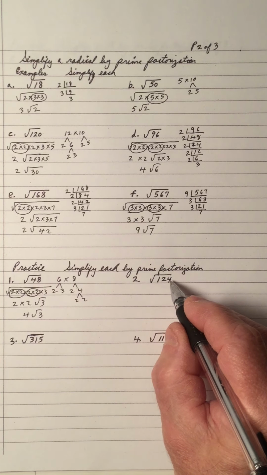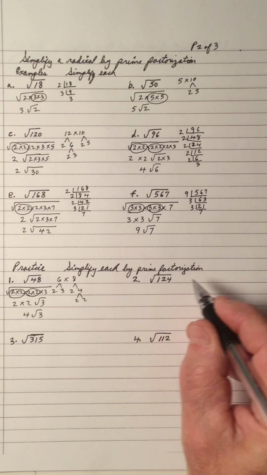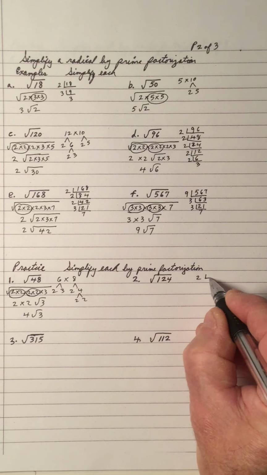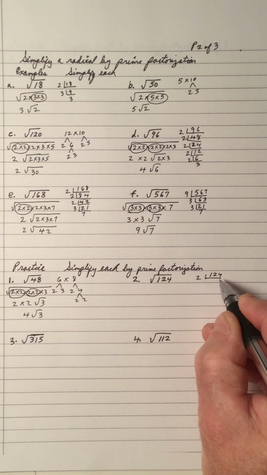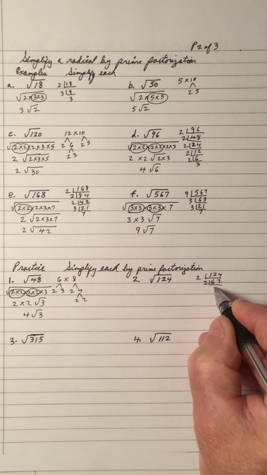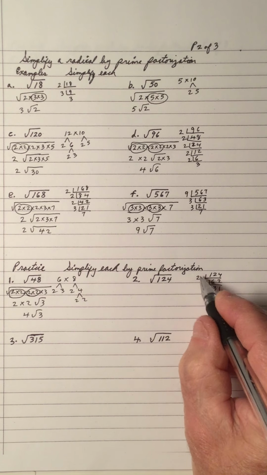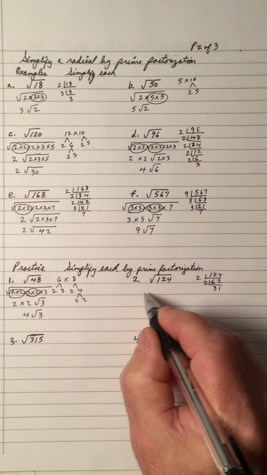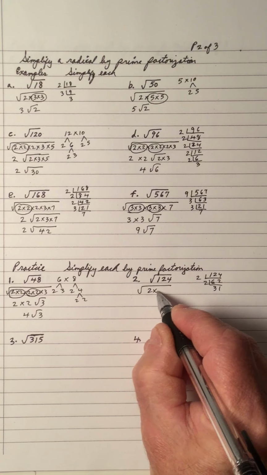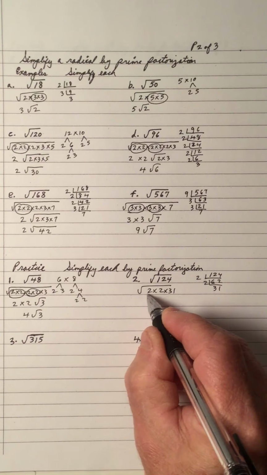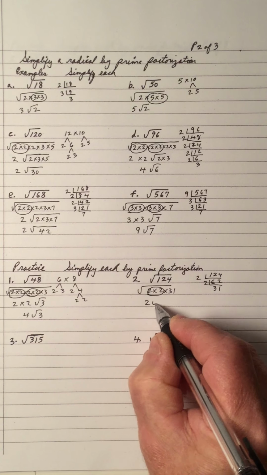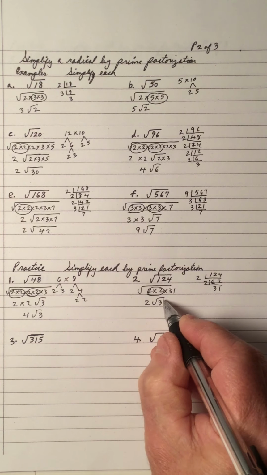And we got 124, and let's see, divisible by 2. I can't get it right away, so let's divide by 2, 62. Divide by 2 again, and I get 31. And 31 can't factor any further, so I have 2 times 2 times 31. There's two 2s, so I have a 2 root 31.